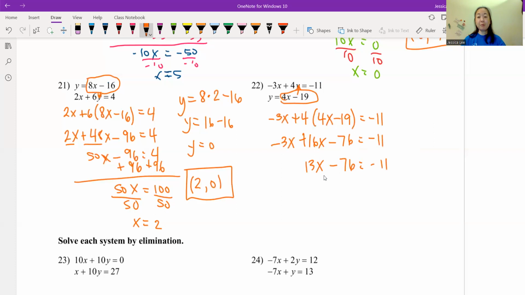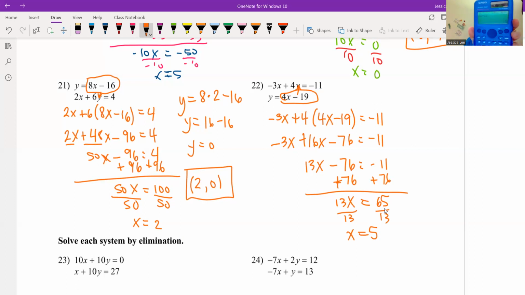Then again, it's a two-step equation. So we're going to add 76, and we get 13x is equal to 65. Then we divide both sides by 13, and we get x is equal to probably 5. Let's just verify: 65 divided by 13 is 5.